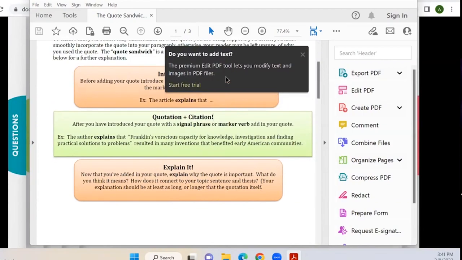The same thing is explained. We introduce it, we quote it, and we explain it. You can have a look at these PDFs and the explanations even later on. These are pretty easy resources. We all are on the same page. Any confusion? So that's how the quote sandwich works.